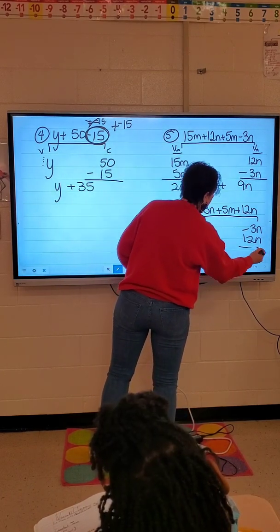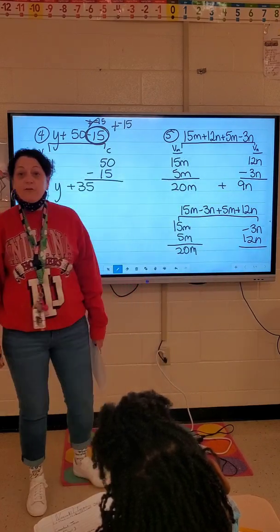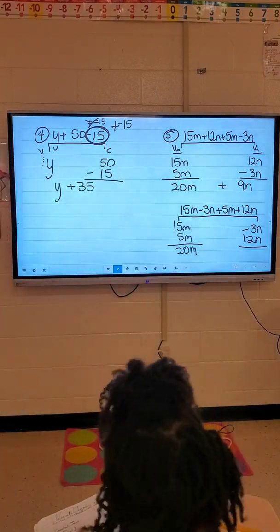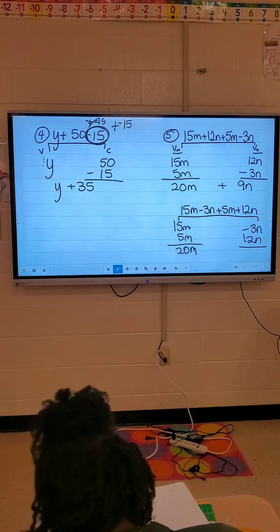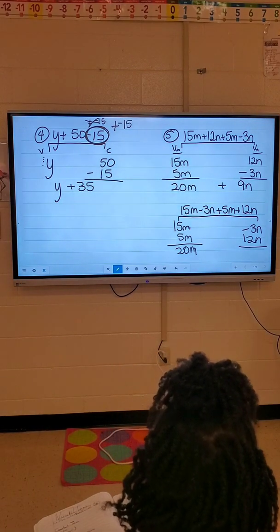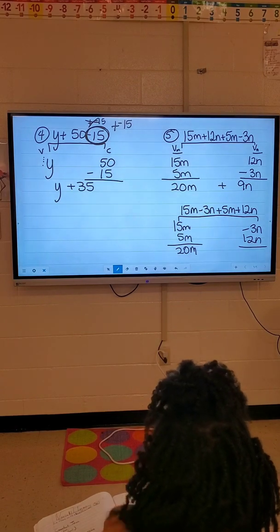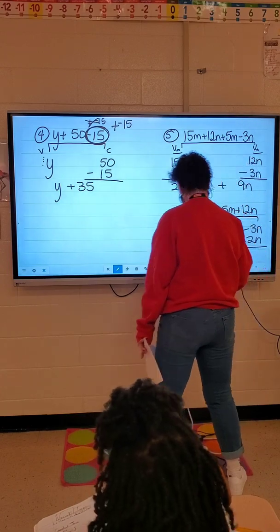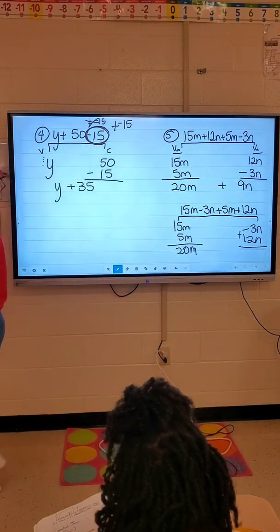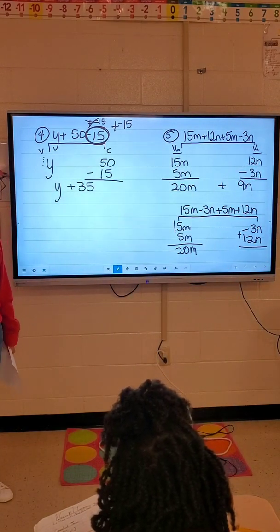This is where, guys, in your calculators, put in negative 3 plus 12. Because that's a negative 3 and a positive 12. So put in negative 3 plus 12. You know the sign right here is a plus, right? You should get 9.